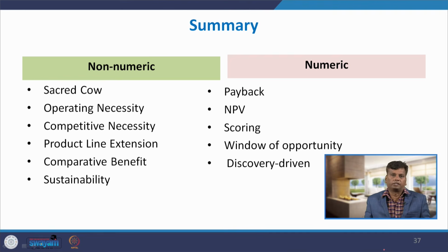Now, I am going to summarize what we have discussed in this class so far. I started with project selection methodology. One is non-numeric models, another is numeric models. In the non-numeric models, I discussed the sacred cow, operating necessity, competitive necessity, product line extension, comparative benefit and sustainability. In the numeric methods, I discussed the payback period, net present value method, scoring method, window of opportunity method, and discovery driven method, and I have compared discovery driven versus window of opportunity.